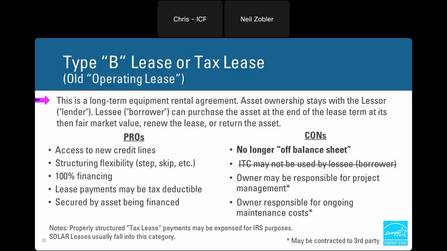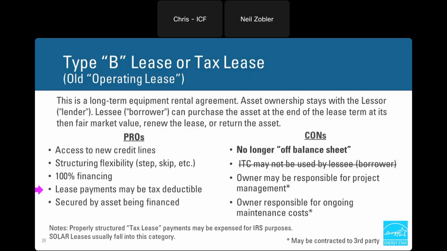Those are the options. So that used to be, great, I don't own it, therefore I can't appreciate something I don't own. We expense it off. Well, the advantage of that, some of the pros: provides access to new credit lines, gives you that same structuring flexibility, 100% financing. Lease payments may be tax deductible.